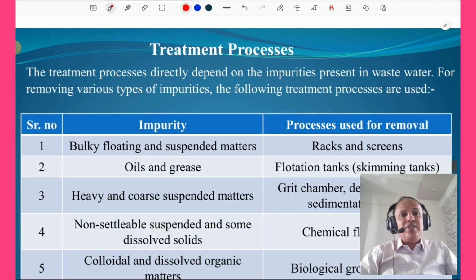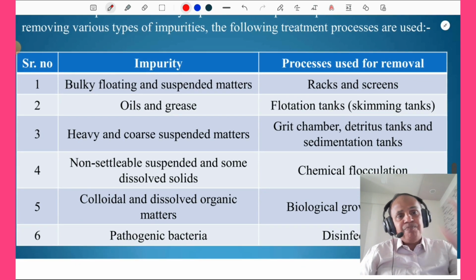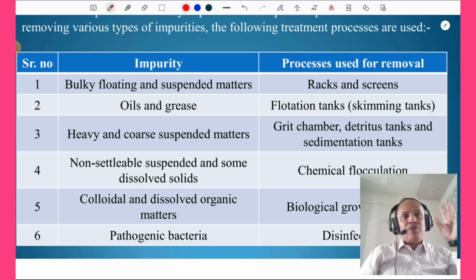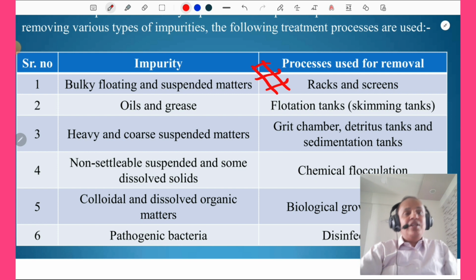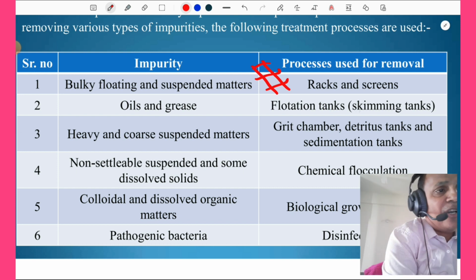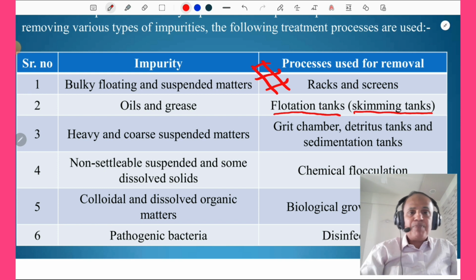Then treatment processes. The treatment processes directly depend on the impurities present in the wastewater, because the impurity will decide which treatment is to be given to that sewage. For removing various types of impurities, the following treatment processes are used. When the impurity is bulky, floating and suspended matter, racks and screens should be used. Racks and screens means inclined MS steel members or flat bars, which can be used to remove the bulky, floating and suspended matter. For removal of oil and grease, flotation tanks or skimming tanks are used. We are going to discuss it in the upcoming lectures.